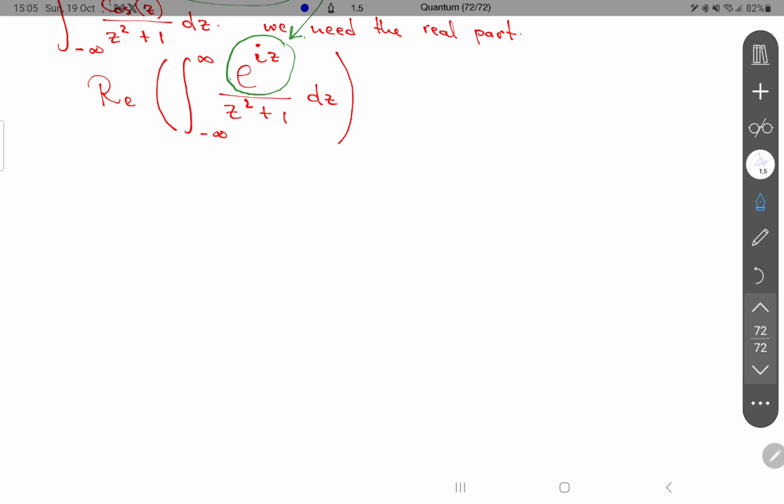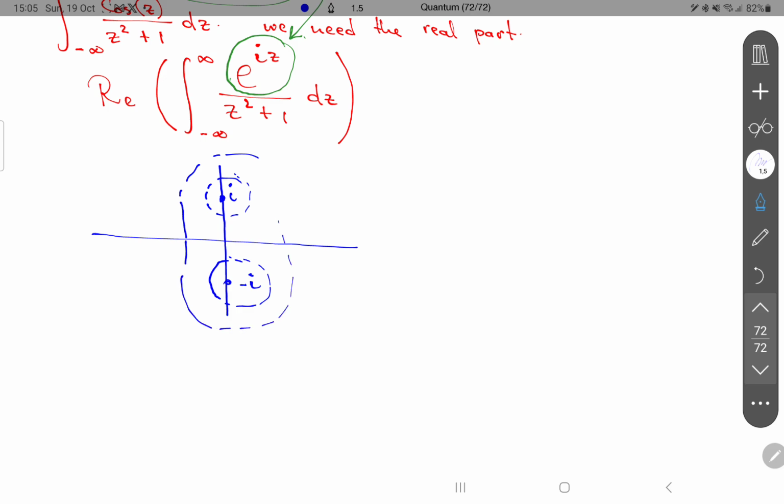So we are going to use contour integration. The contour integration involves, for example, if you have the Cartesian plane, and I have i here and negative i there, so this is a pole, and this is a pole, and the contours form around the poles. These are the contours around the poles.